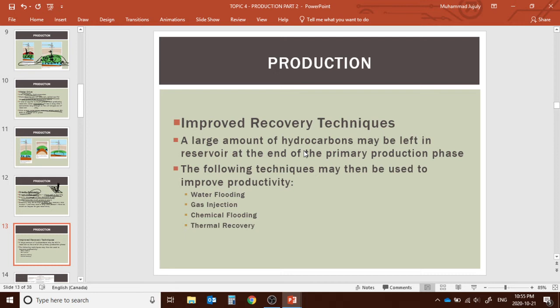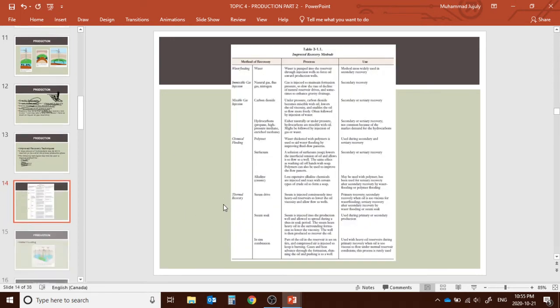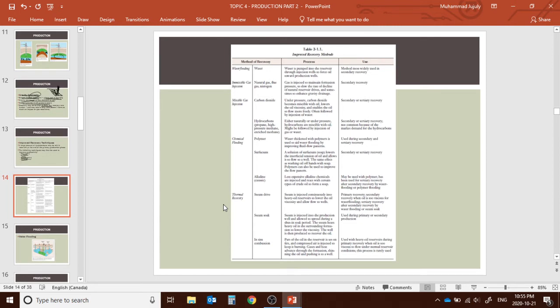So what are the types of the techniques we have? We have the water flooding, we have the gas injection, we have the chemical flooding, we have the thermal recovery, okay. So this table is very, very important. Please go through that. I'm not going to go line by line because I'm going to explain everything in the later slides, okay. But please go through this chart. It's a very important chart. It explains everything from the later slides, okay. It's on one page, so that's why it's very important.